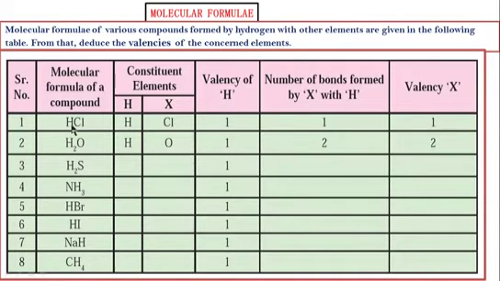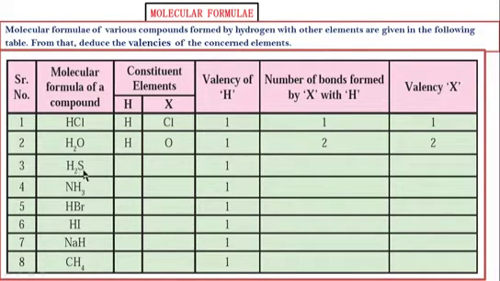First example, hydrochloric acid, that means HCl. Here is hydrogen and this element is Cl. Valency of hydrogen is 1. Number of bonds formed by Cl with hydrogen is 1. Valency of Cl is 1. Second example, molecule of water, H2O. Here hydrogen, here the element is oxygen. Valency of hydrogen is 1. Number of bonds formed by oxygen with hydrogen is 2 and valency of oxygen is 2.